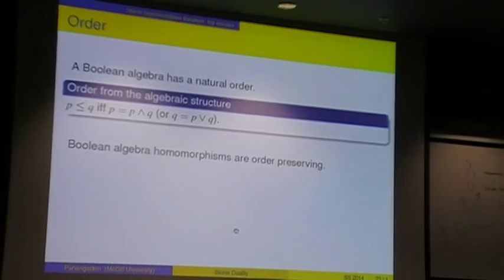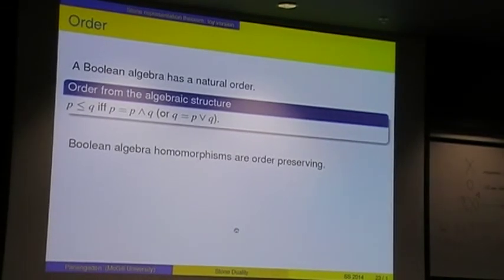One important structure that emerges for free from this algebraic presentation of Boolean algebras is an order structure. So you can define a notion of less than by saying P is less than Q if and only if P is equal to P and Q. Equivalently, you can define it this way. Okay? And it's very easy to see that these Boolean algebra homomorphisms can also be seen to be order preserving. So this is actually, though not part of the original axiomatization, a structure that comes naturally with it.